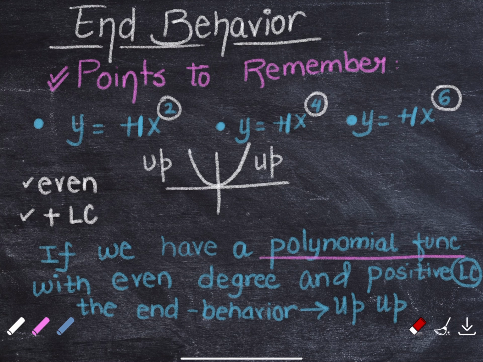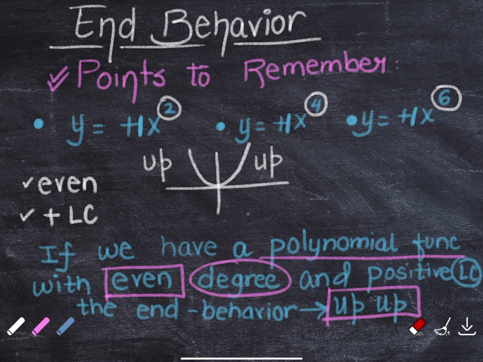We are taking a look at polynomial functions. Another important point is that the degree is even, so their end behavior will always be up and up. That is something to remember. Now we are going to take a look at the next screen.